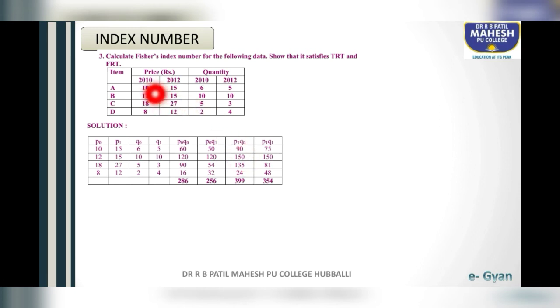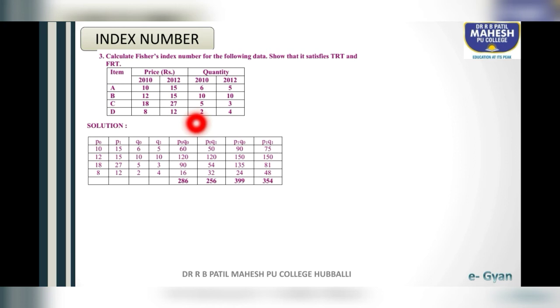Here 2010 is base year. 2012 means current year. Price of 2010 means price of base year P0. Price of 2012 means price of current year P1. Quantity of 2010 means base year quantity Q0. Quantity of 2012 means current year quantity Q1. Okay, so these are the given things.